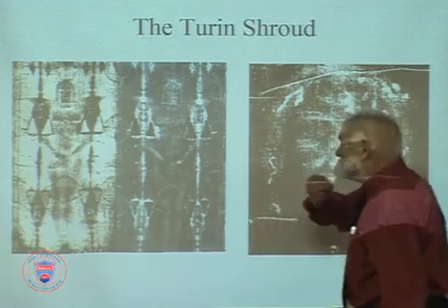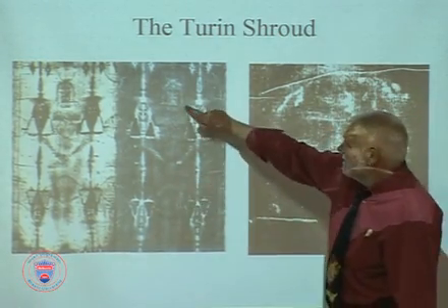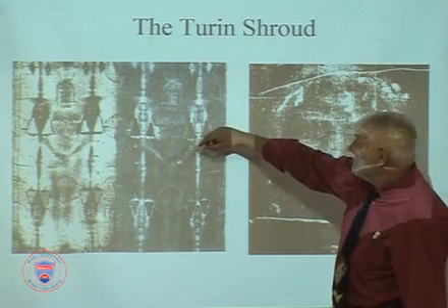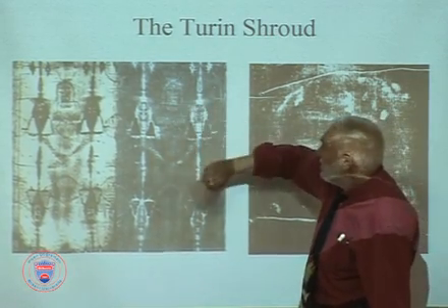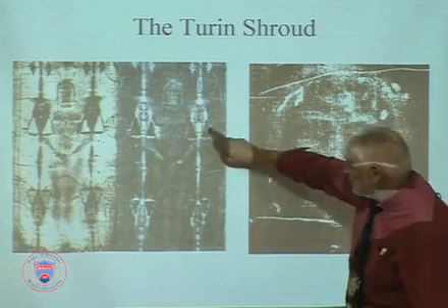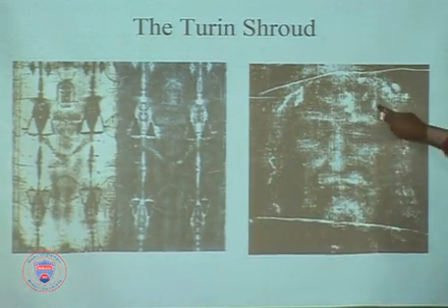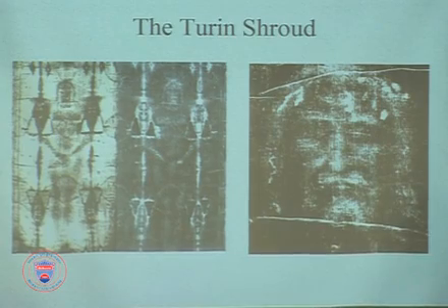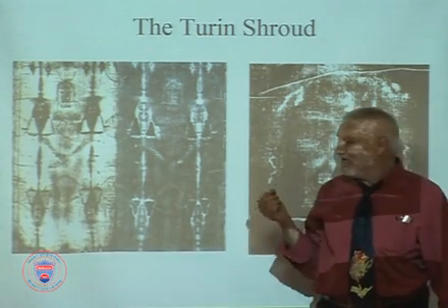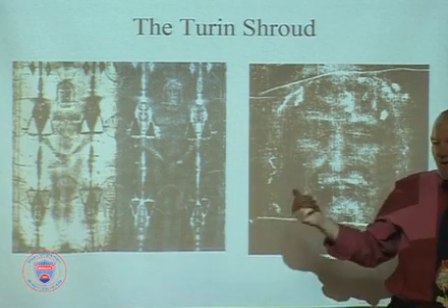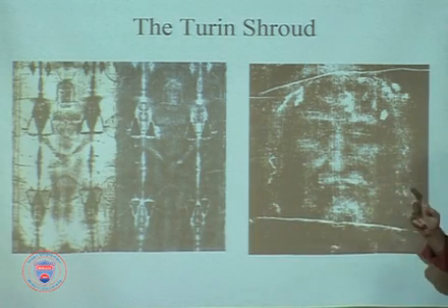A photographer in 1909 took a photograph and realised when looking at the negative, you could see the image much more clearly. Well, you can see it's a bearded person with a moustache. You can see he's got his hands crossed there. And closer examination would seem to reveal a series of wounds. Although the Catholic Church had never actually said that this was the burial cloth of Jesus Christ, many Christians believe that this is what it is.